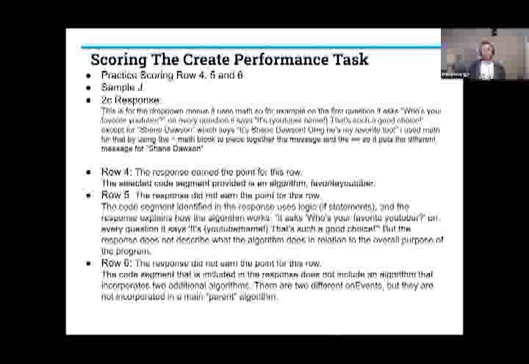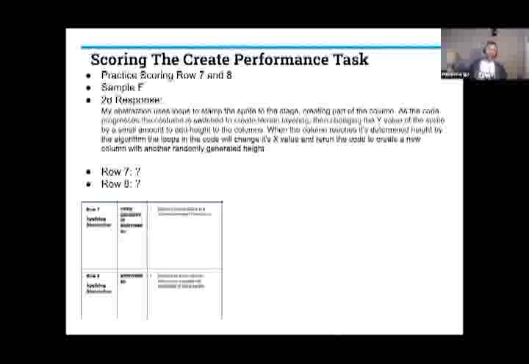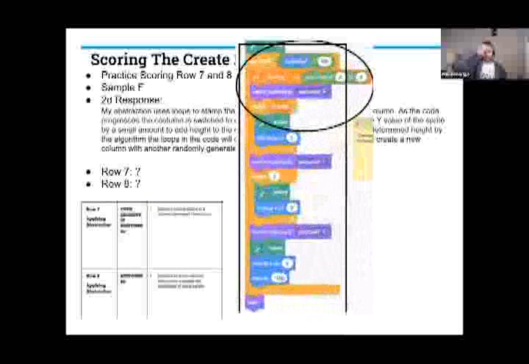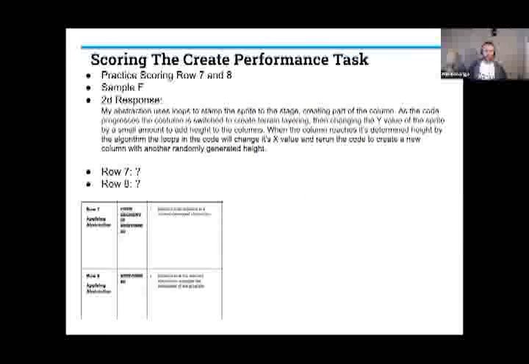All right, so row 4, the response did earn the point for this row. The selected code segment provided is an algorithm, right? Remember, it is more than one line of code and less than the whole program. All right, but what about row 5? The response did not earn the point for this row. Why? The code segment identified in the response uses logic if statements, and the response explains how the algorithm works. Okay, but the response does not describe what the algorithm does in relation to the overall purpose of the program.